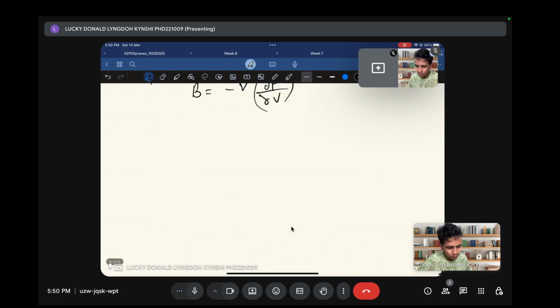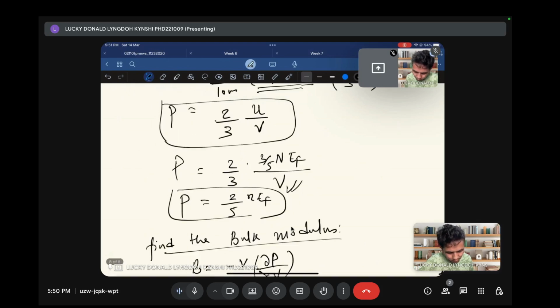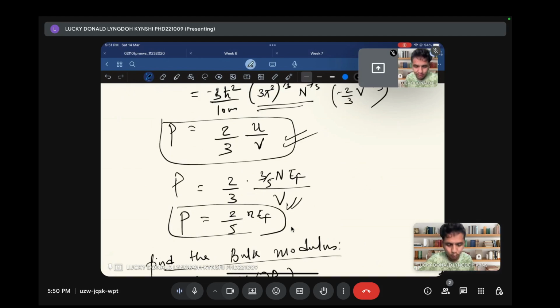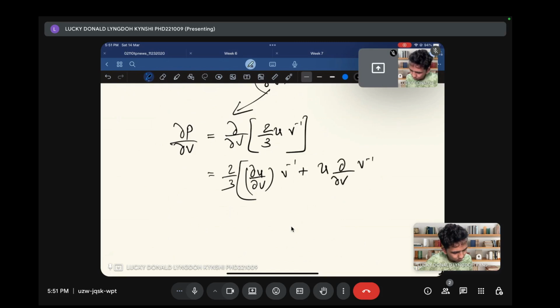So first I will calculate this del P by del V. You can write del P by del V as del by del V of the pressure. Pressure is already given to you in terms of V, so we get 2 by 3 U V inverse, right? Now you just differentiate. You can take 2 by 3 outside since it is a constant, and write del U by del V times V inverse, plus U del by del V of V inverse. This is the product rule.